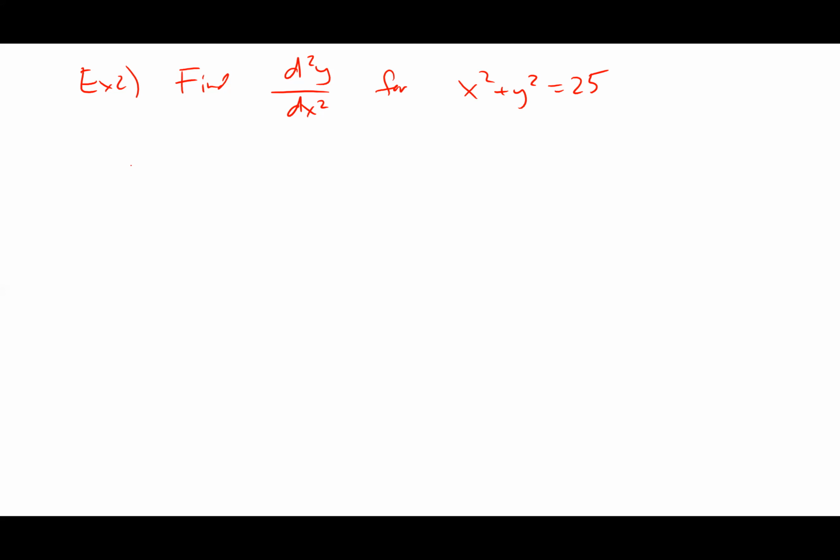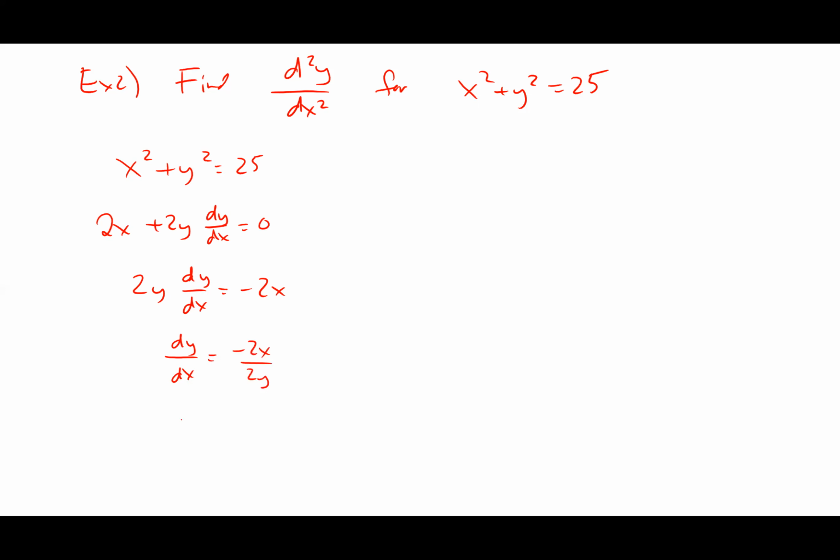Let's jam. So I'm going to put this onto the side here. x squared plus y squared is equal to 25. Just quickly do the derivative. This is 2x plus 2y with a dy dx next to it is equal to 0. Move the 2x over, makes a negative 2x. Divide through by the 2y, and you got yourself a negative x over y.